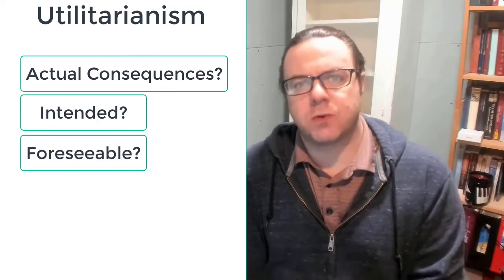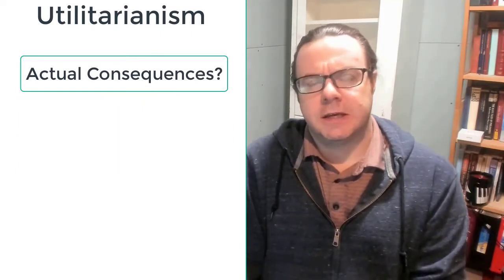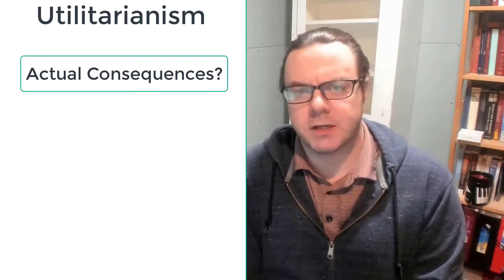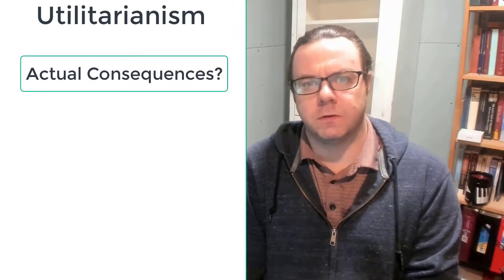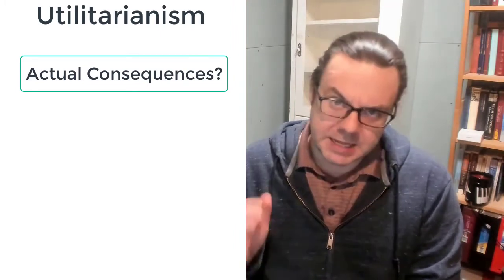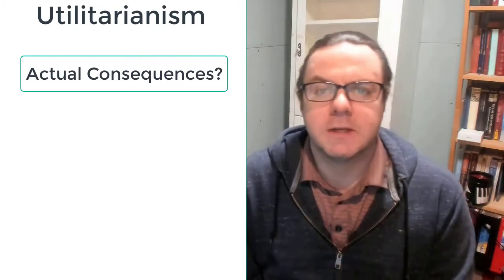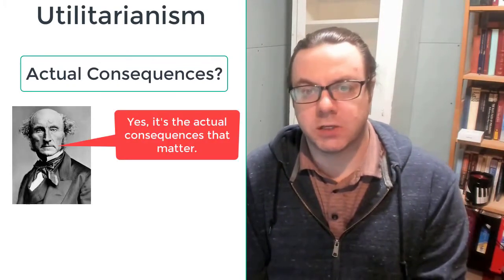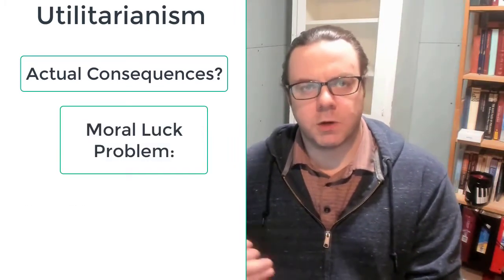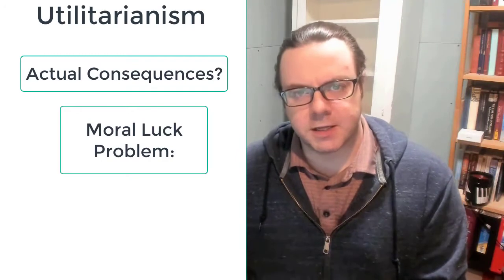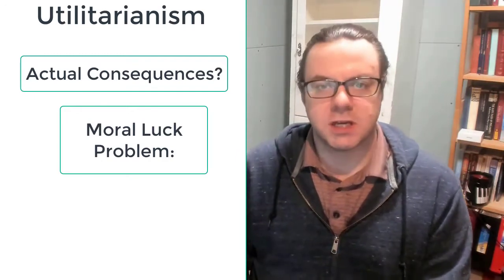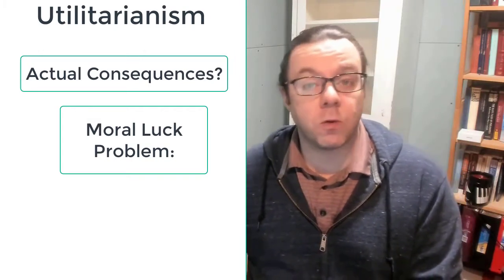Because if it's the actual consequences, then an issue arises which some have called the moral luck problem for a consequentialist view, at least one like we've been describing. For the classic utilitarians, Bentham and Mill, it is the actual consequences that they're concerned with. But the moral luck problem says: what if a person attempts to do an action that one would think would bring positive consequences, and it brings negative consequences instead, or vice versa.